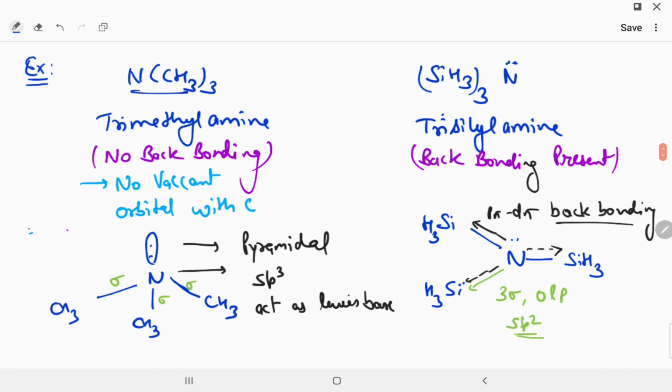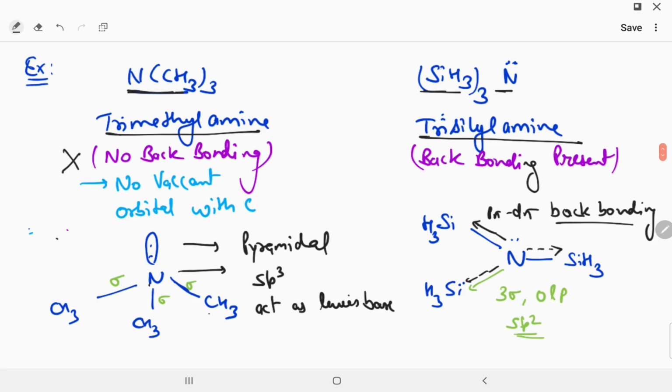N(CH3)3 and N(SiH3)3. Now in this you are able to see that I am giving you two examples. One is trimethylamine, one is trisilylamine. Now in trimethylamine, the bond between carbon and nitrogen: carbon has no vacant orbital, nitrogen has no vacant orbital. So with no vacant orbital, there is no back bonding.